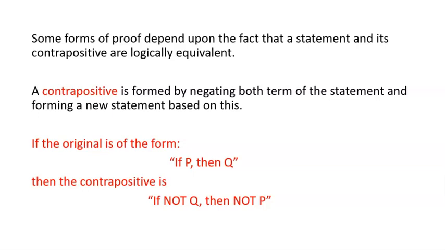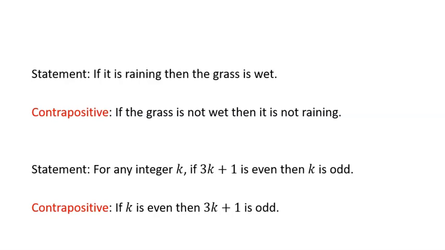A couple of examples for you. Imagine this statement, if it is raining, then the grass is wet. Well, the contrapositive to that statement is if the grass is not wet, then it is not raining. Another statement could be for any integer k, if 3k plus 1 is even, then k is odd. The contrapositive to this statement would be if k is even, then 3k plus 1 is odd.